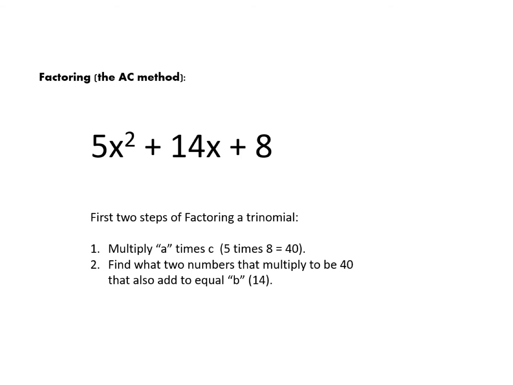Here are the first two steps of factoring a trinomial using the AC method. Step 1 is you're going to multiply the A times the C. That's where it got its name, AC method. And so I would do 5 times 8, and it would equal 40. And then I would find all the factors of 40 and find the pair that add up to 14, my B value. So multiply the A and the C, and then find the factors.